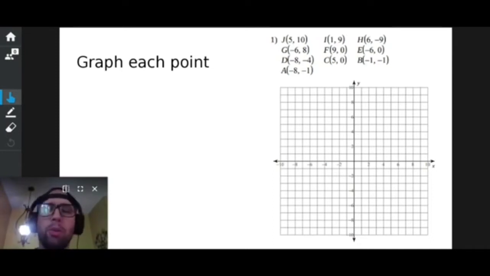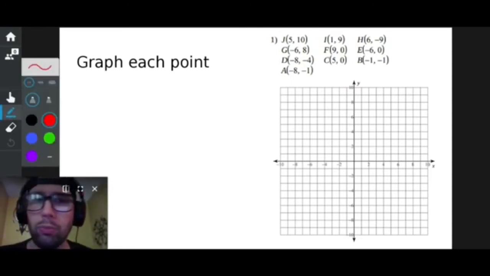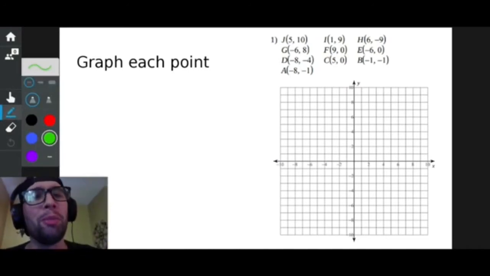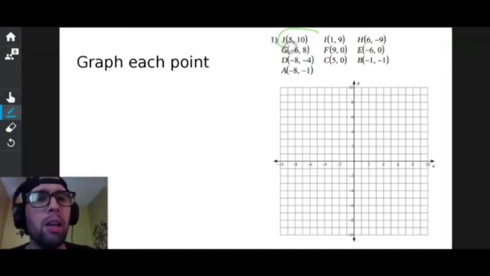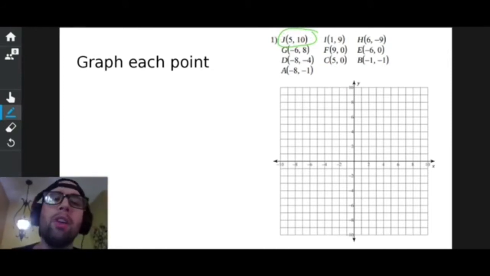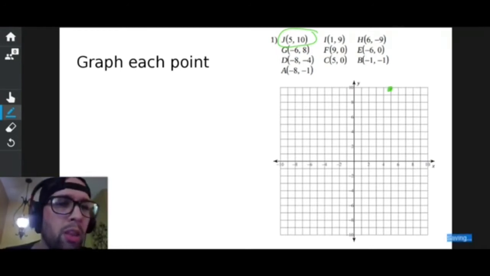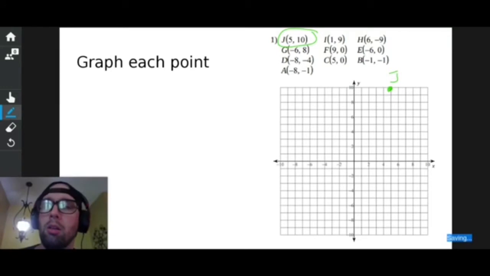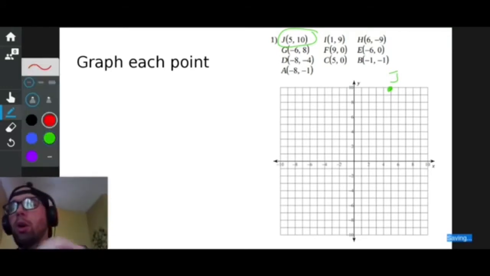Before we can really understand what to do in this chapter, we need to know how to graph points on a coordinate plane. So the way you do that is, for whatever reason, this problem's in reverse alphabetical order. If you have a point and the first number is positive, you go right. If the second number is positive, you go up. So we're going to go right 1, 2, 3, 4, 5, and up 10 and put our point there and label it J. Okay, and let's do it again.